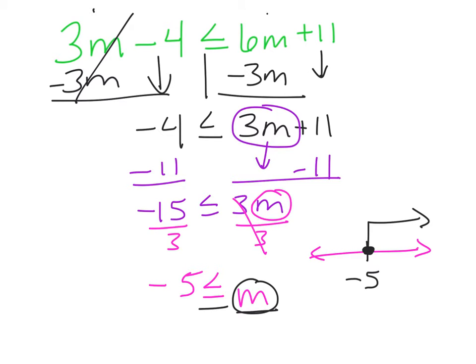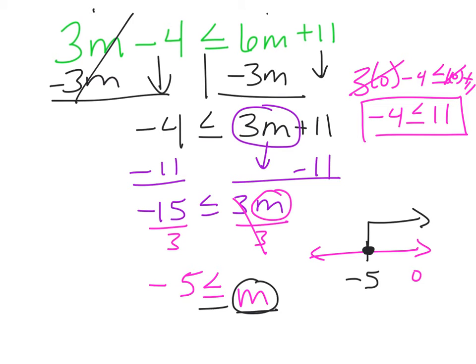In fact, if you were to check the number 0, because 0 is bigger than -5, if you were to plug that back in, 3 times 0 minus 4 is less than or equal to 6 times 0 plus 11. All right? That cancels out and you get -4 is less than or equal to, 6 times 0 cancels out, and you get 11. So is -4 less than or equal to 11? Yes, it is. And so this is true.